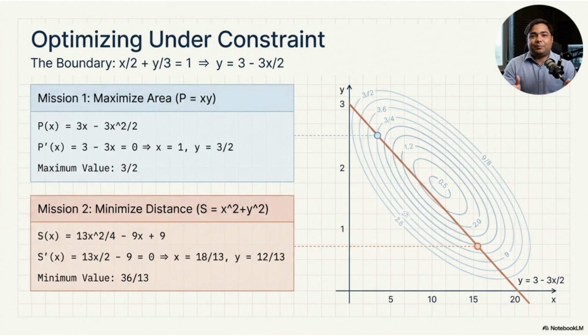This slide is very important because it shows how a two variable problem can become a one variable problem. The constraint allows us to replace y with an expression in x. After that, we can use ordinary derivative methods. The general strategy is first write the constraint, second solve the constraint for one variable, third substitute into the target function, fourth differentiate, fifth set the derivative equal to 0, sixth interpret the result.